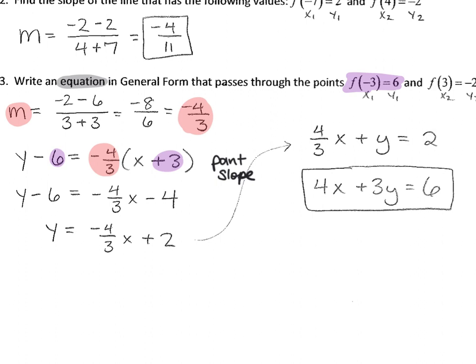So what did I do to go from the second line of this equation, or I guess from point slope to the next line? What did I do?